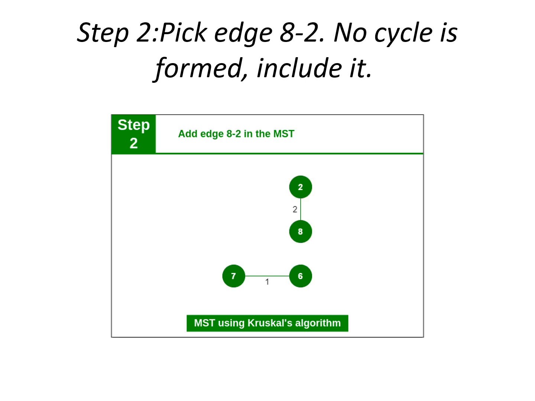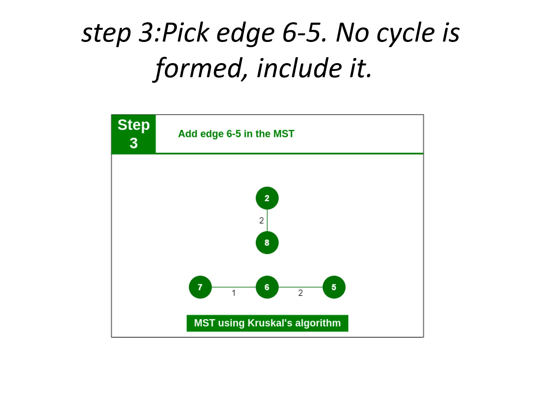Then pick edge 2, 8. No cycle is formed. Include it. Using the previous table, we draw the minimum spanning tree for the table entry 8, 2, which has a weight of 2. So we have to draw the minimum spanning tree using vertices 8, 2 and we have to check that it is an acyclic graph.